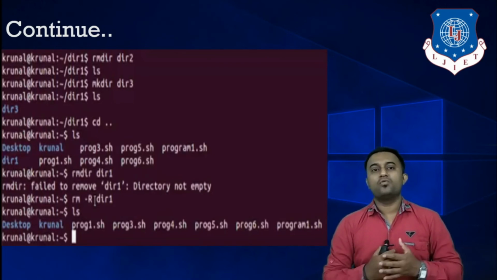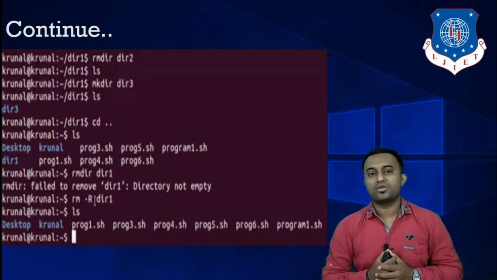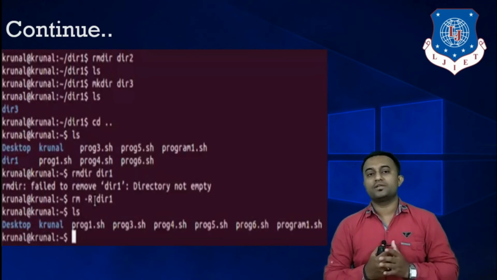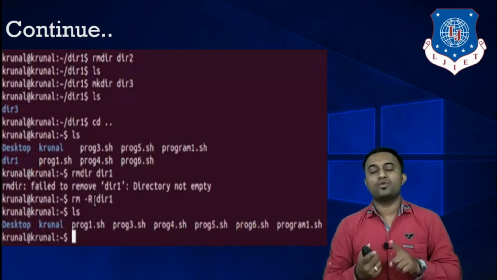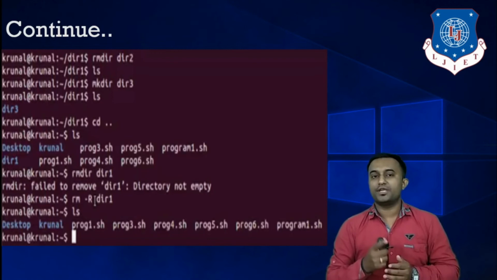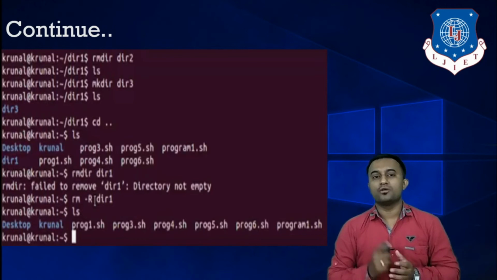Fine. Now suppose I have created one more directory, called directory 3, in directory 1, and I fire ls. So directory 3 is created successfully. Now I need to come back one level up, so again I need to go to the Kunal directory. For that you need to use cd space dot dot. Then again you need to fire the ls command. So now I am in the Kunal directory.